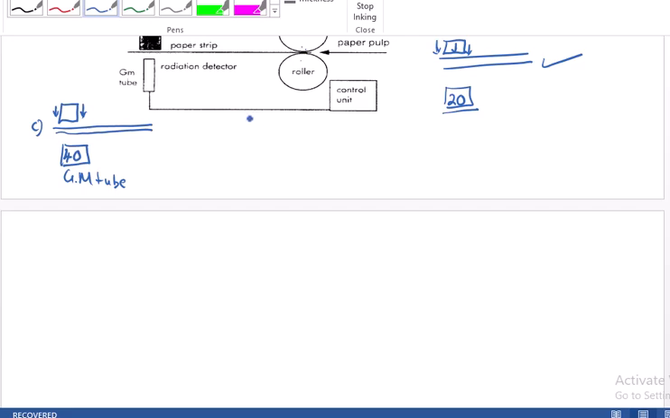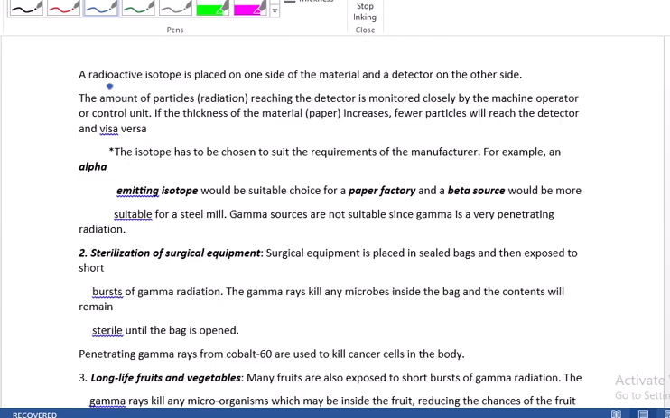Yes, let's look at the next item. Let me just go through this.